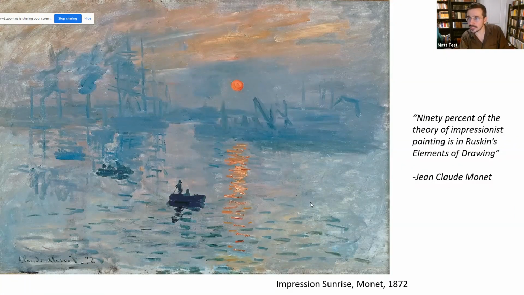He says 90% of the theory of Impressionist painting is in Ruskin's Elements of Drawing. I thought that was a very insightful thing, considering this guy is one of the godfathers of Impressionism. And Manet as well is influenced by the Ruskins, Holman Hunt and Ford Madox Brown, who are both British disciples of Ruskin's, who are part of the Pre-Raphaelite Brotherhood. That's Manet, and so you have Monet, Manet, not to be confused.